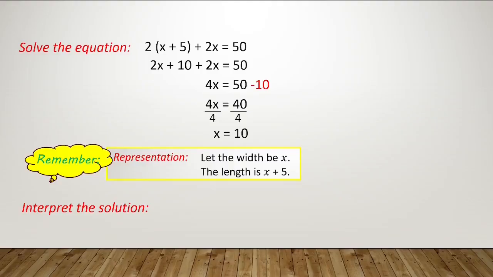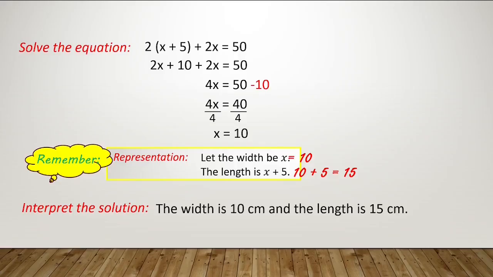So let's interpret the solution. So remember the representation. The width is represented by x, and the length is represented by x plus 5. So that means this is the width, and this is the length. So the width is 10 cm, and the length is 15 cm.